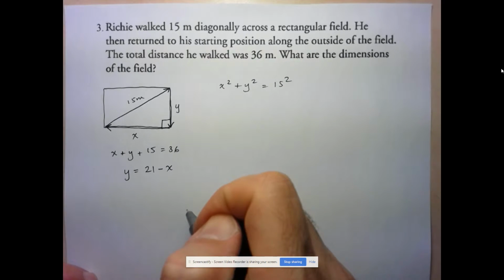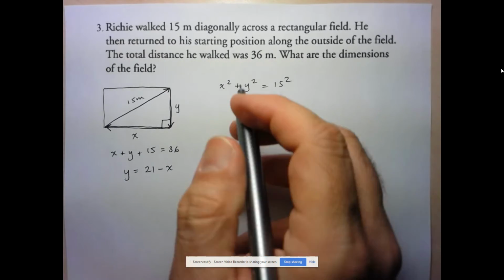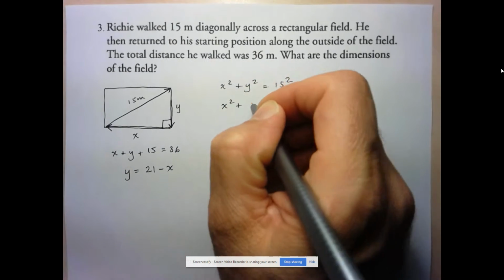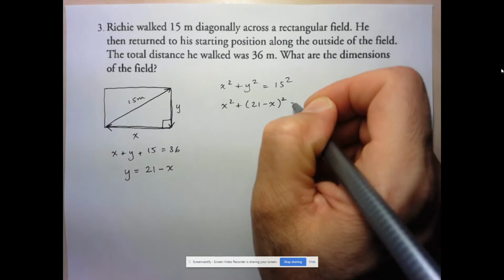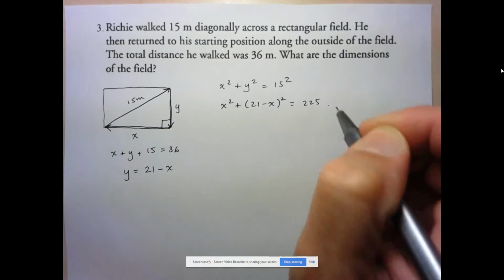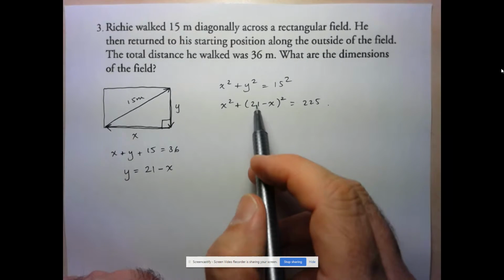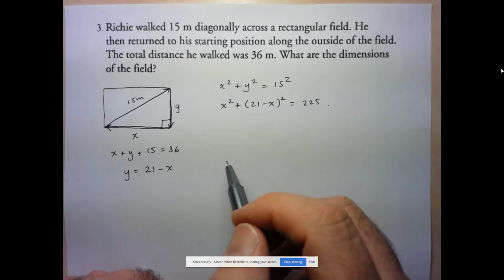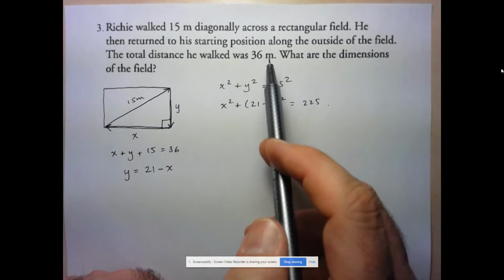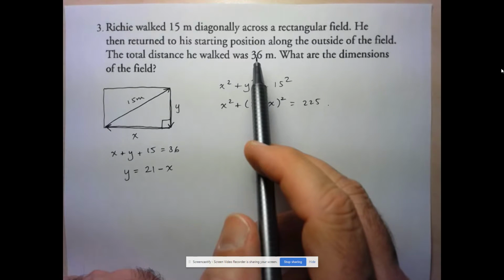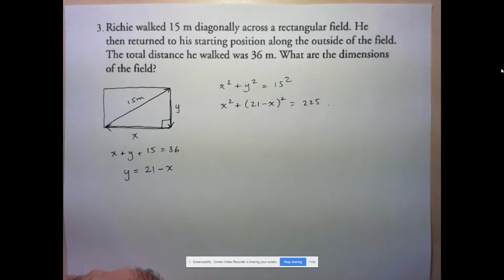So let's now put this into our other equation. Wherever I see y, I'm going to replace it by 21 minus x. And 15 squared is 225. And now, what have I created? I've created a quadratic equation, because when I expand this, I'm going to end up with x squareds. Now, again, I just want to mention here that there was no talk of optimization, so I know I'm not going to be completing the square here. I should have anticipated solving a quadratic equation.